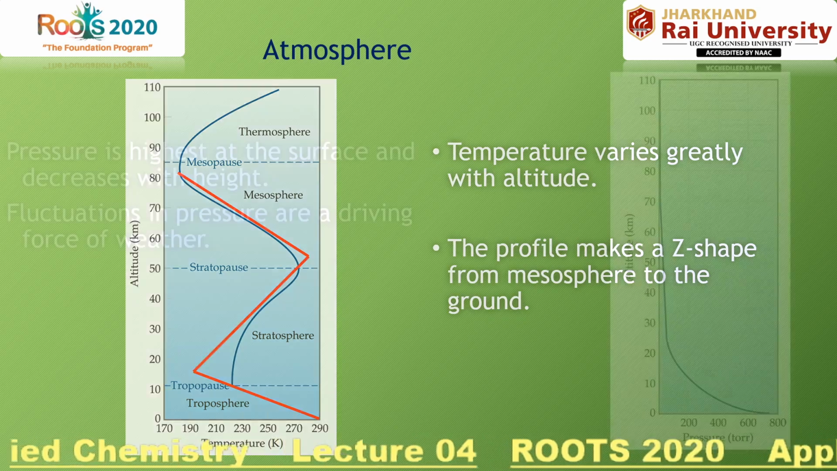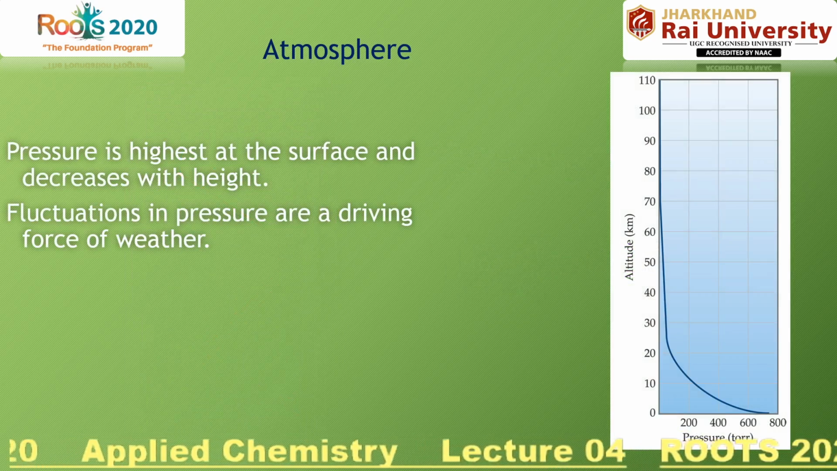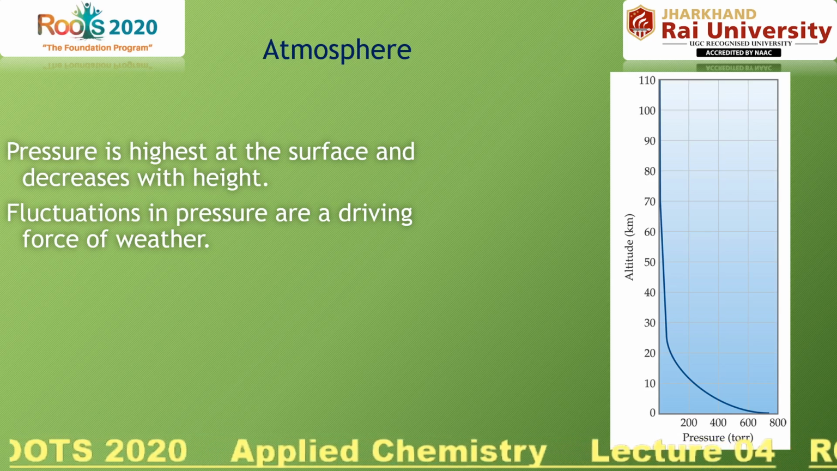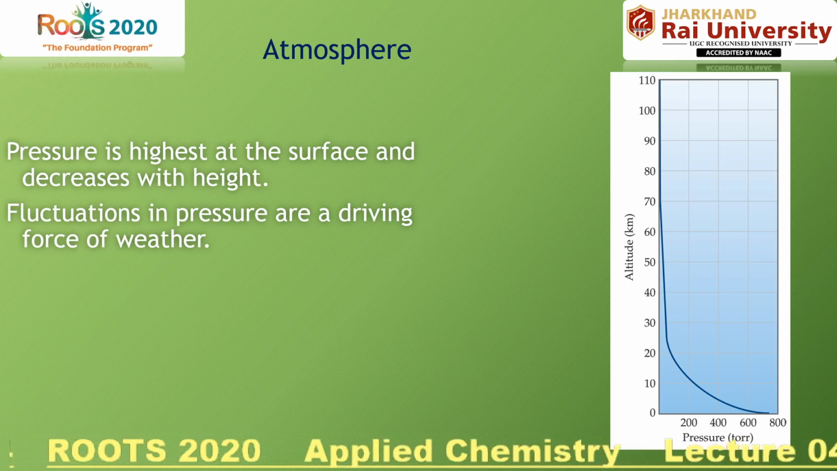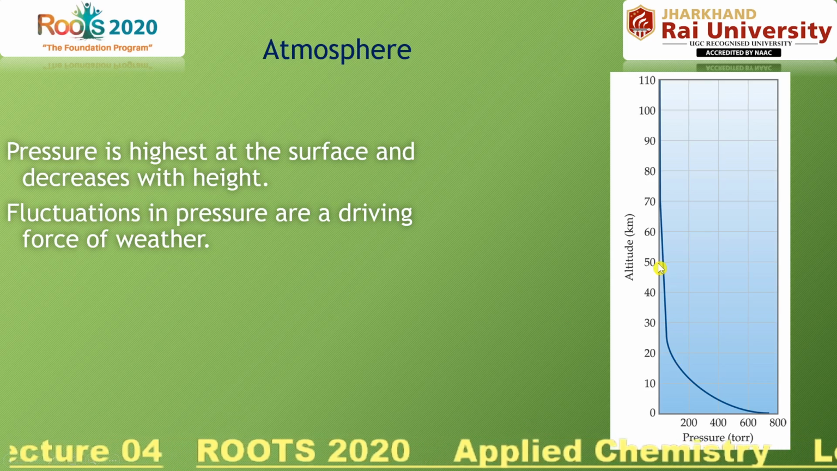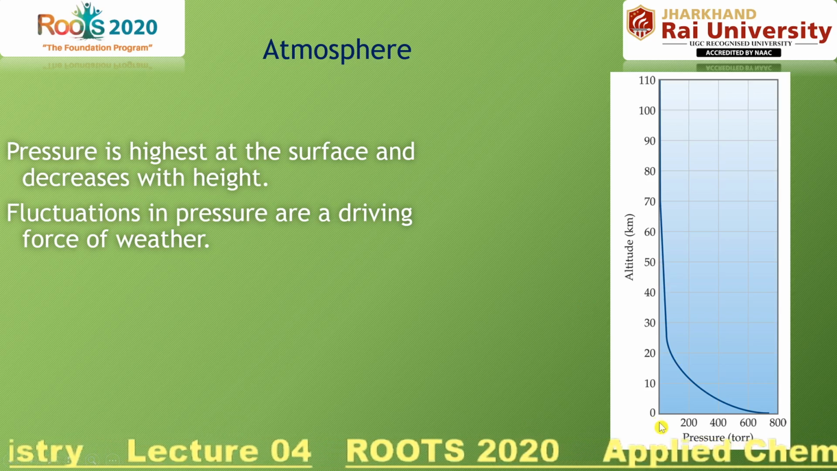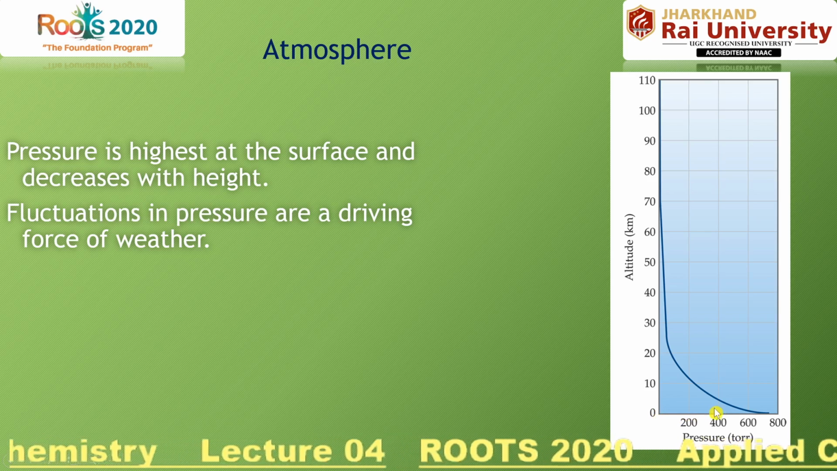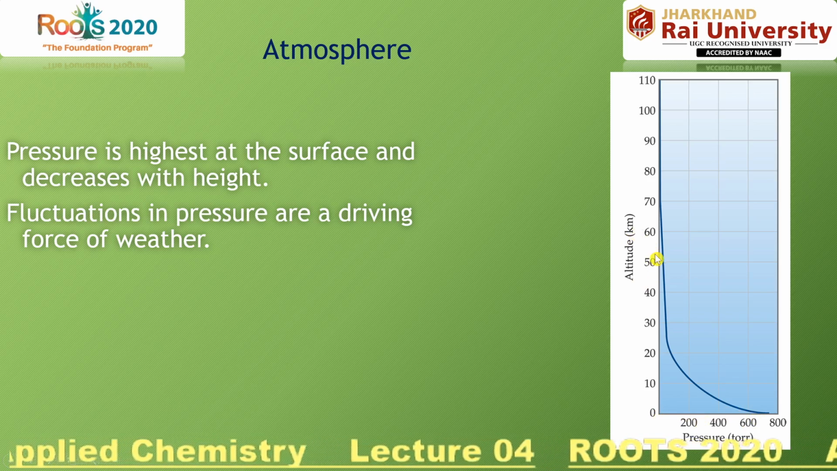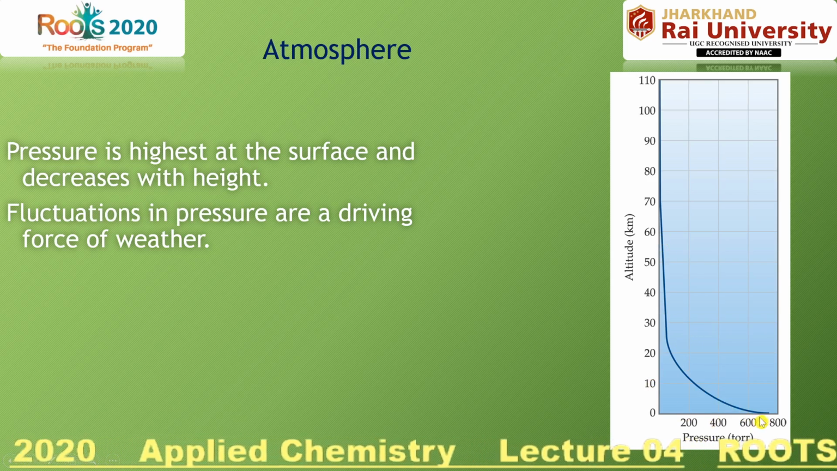Now there are the pressure related issues in the atmosphere. Pressure is the highest at the surface and decreases with height. You can see the fluctuations in pressure are the driving force of weather. From the graph you can see that the pressure is highest at the surface, at zero, and it decreases with the altitude.